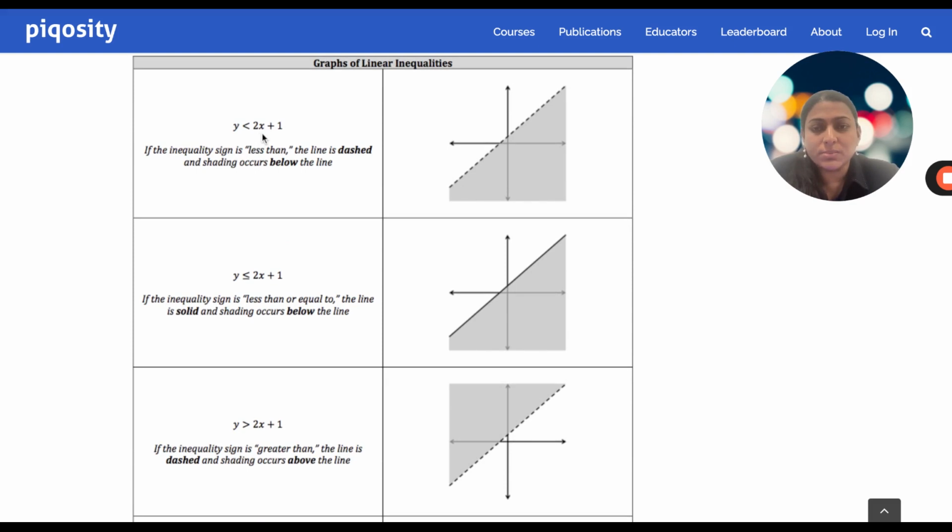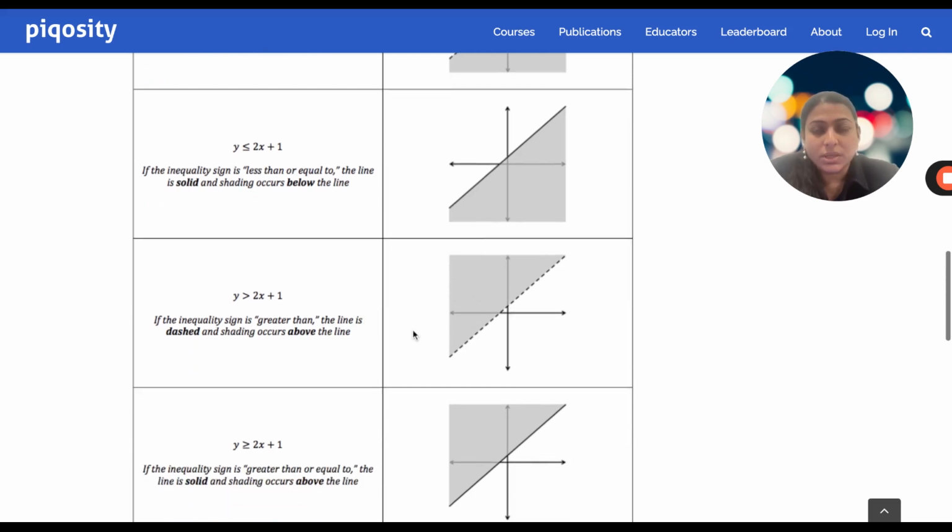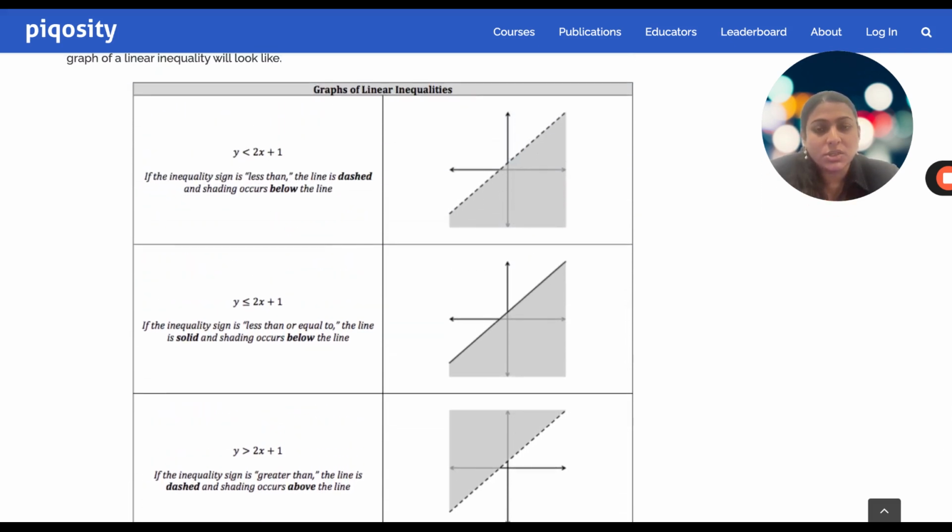Now, based on the symbol that you read, y is less than. Less than means the shade should go below. Okay? If y is greater, the shade would be shaded on the top. Same thing. So, how do you summarize this? What are the things that you need to remember? If there is no line here, like this one, you're going to use a dotted line. And every time if it is less, the shade has to be on the bottom.